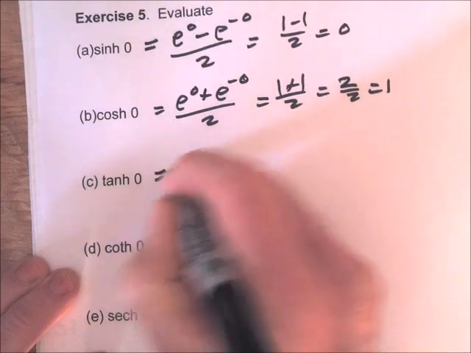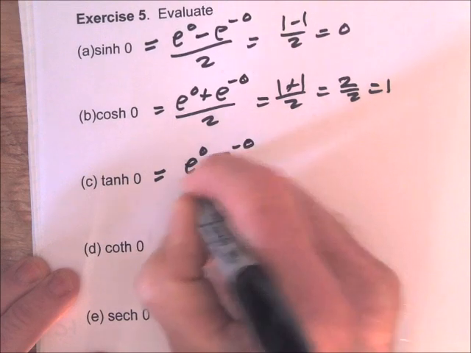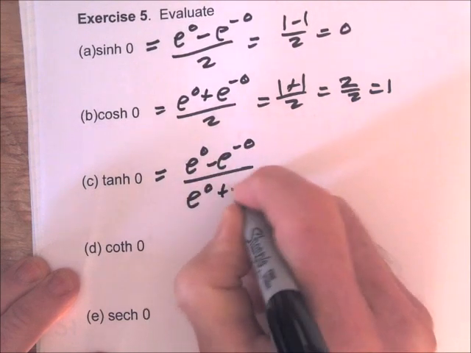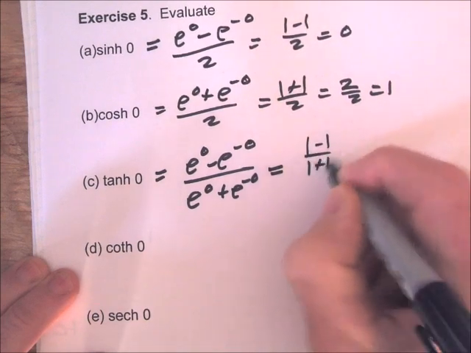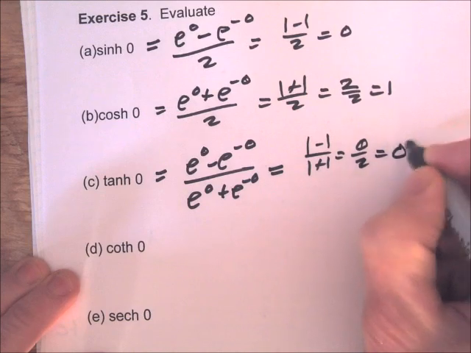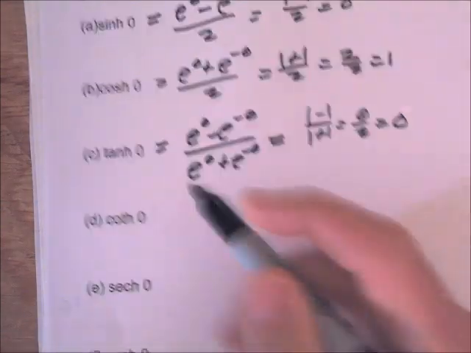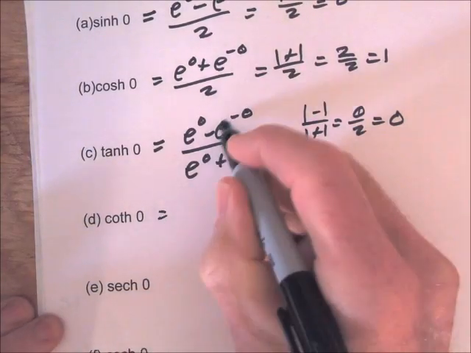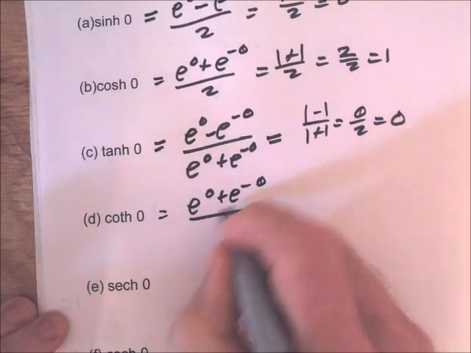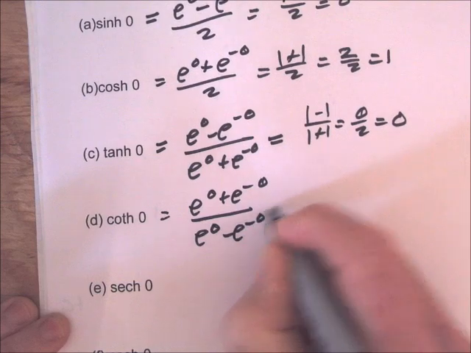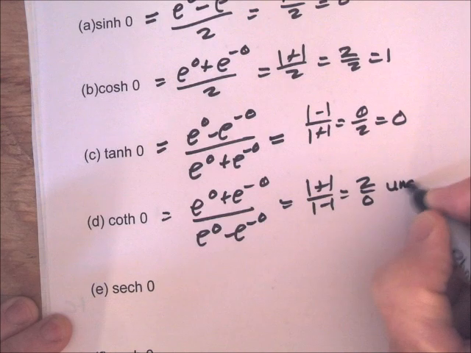Tangent, it's e to the 0 minus e to the minus 0 over e to the 0 plus e to the minus 0. So this is going to be 1 minus 1 over 1 plus 1, 0 over 2, which is 0. Hyperbolic cotangent, we just flip the tangent here. We'll have e to the 0 plus e to the minus 0 over e to the 0 minus e to the minus 0, with 1 plus 1 over 1 minus 1, 2 over 0, is undefined.